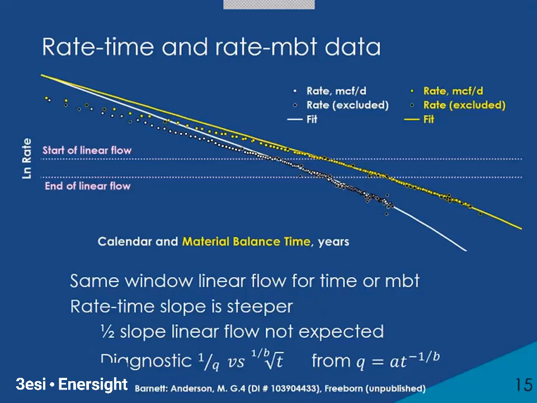But when you're doing this mathematically, you only need to see a slight deviation on the data, maybe 2 or 3 or 4 months of data, and you can tell where that end of linear flow is. And it actually looks like it's in the linear flow period. It's actually earlier than you might normally expect.